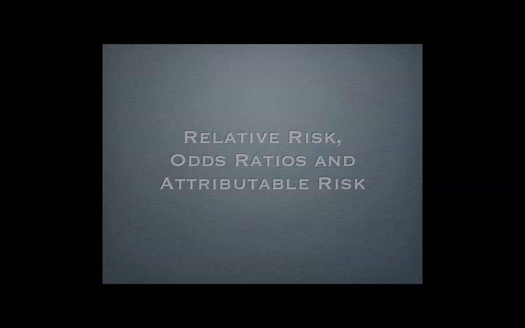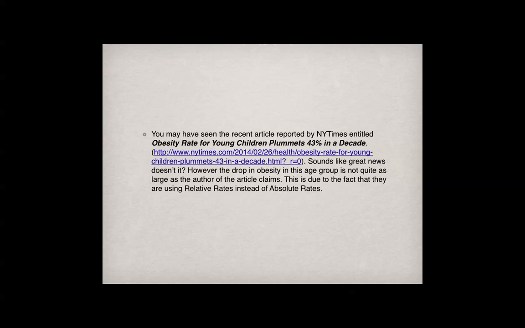We're not going to look at the calculations for attributable risk, but we'll talk about some of the theory behind it. All right, so a little bit more again about relative risk. There was an article maybe 3 or 4 months ago in the New York Times and a number of other media sources. And they reported that the obesity rate for young children plummets 43% in a decade.